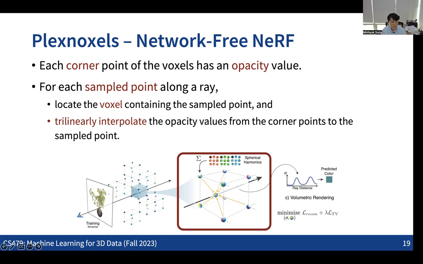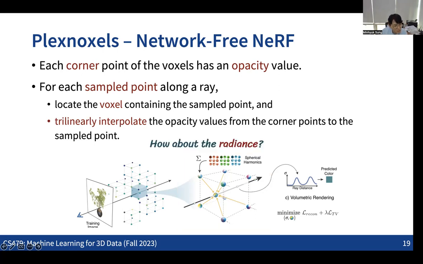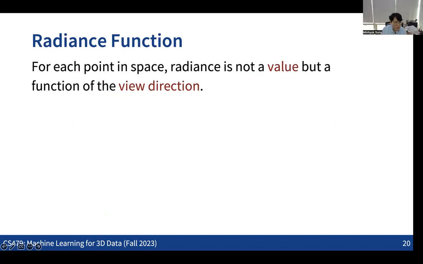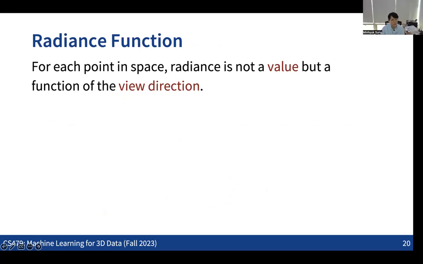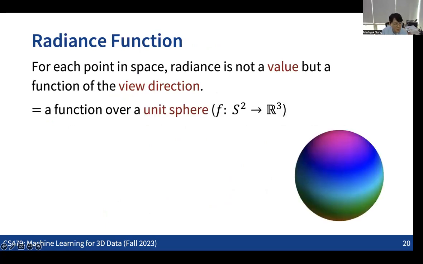Then the question might be, we can see how we can encode the opacity values, but how about the radiance? The radiance is not a scalar value for each of the corner points, but actually a function with respect to the view direction, right? So the radiance for each corner point of each voxel should not be a scalar value, but some kind of function defined with respect to the view direction. Since the radiance is a function of the view direction, it is actually a function over the unit sphere, because every single point on the sphere indicates a view direction, right?